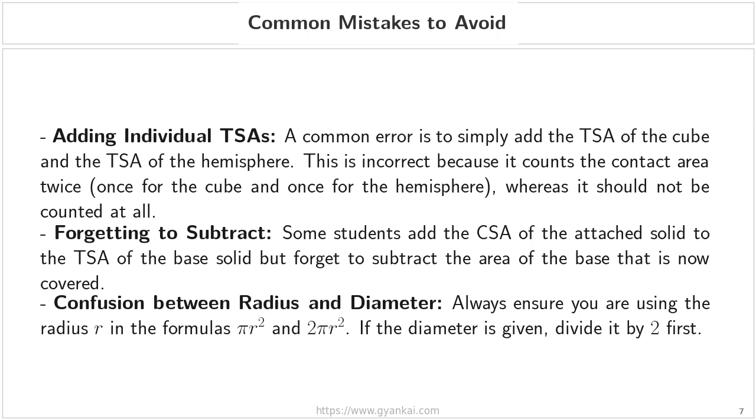Finally, a very simple but frequent error is the confusion between radius and diameter. When you are working with our formulas, such as pi r squared or 2 pi r squared, ensure you are using the radius, or if a problem provides you with the diameter instead, make sure you divide it by 2 before you start your calculations. Keep these points in mind, and you'll be able to approach these combined solids with much greater confidence.